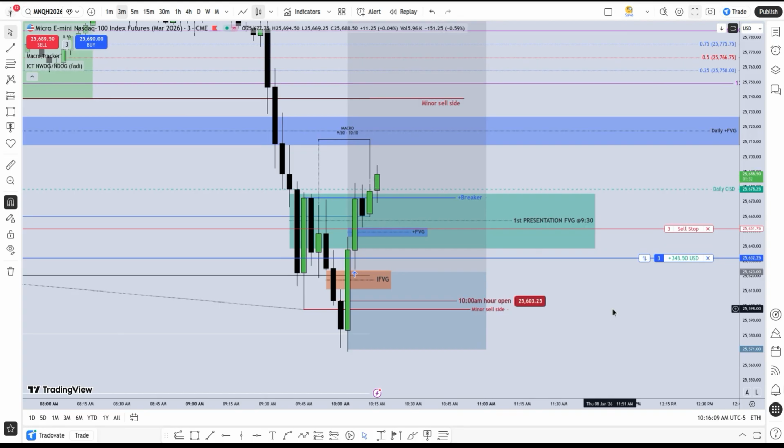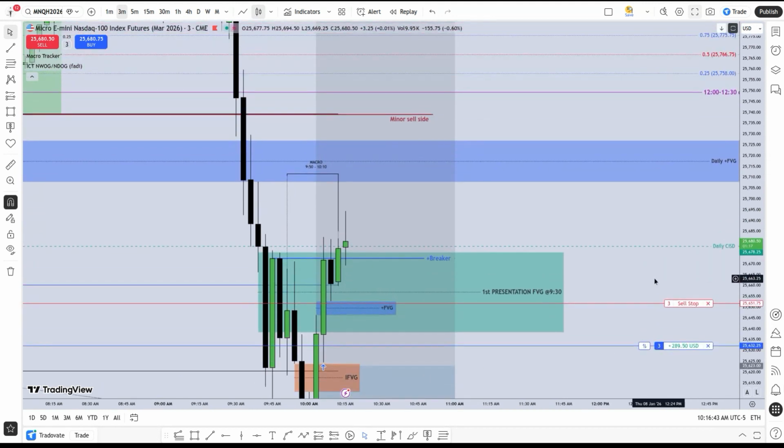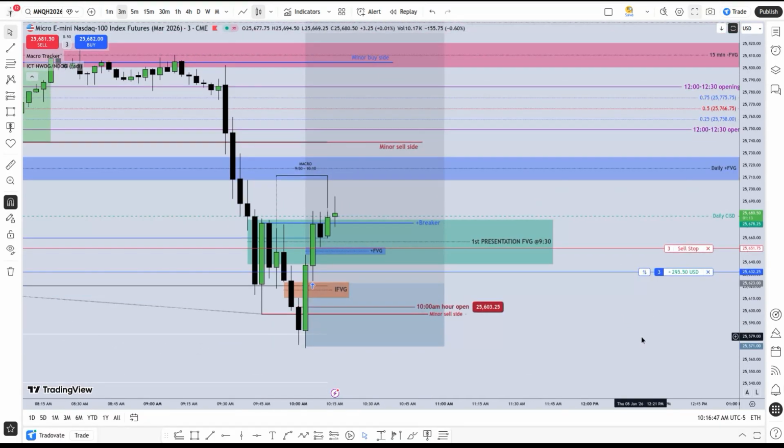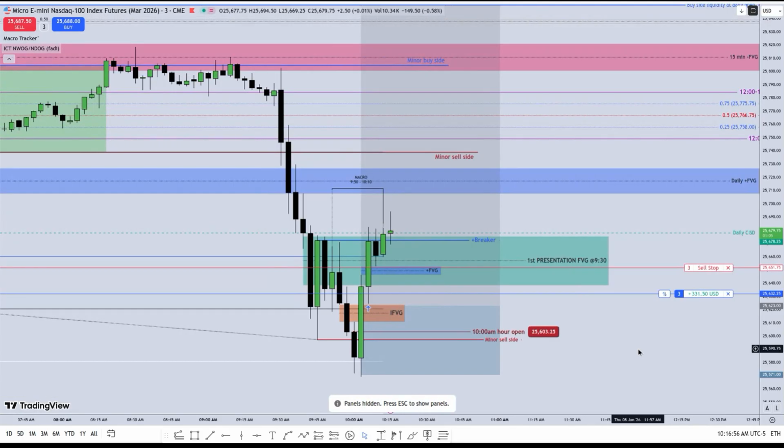I have a daily change in state of delivery marked. I don't know what type of blue it is, blue, green, and stuff like that. This line is a daily CISD. I want the market to close above it, so I wanted the market to show respect to that, closing above it, then moving from it, going higher, because we had finally inversed that first presentation fair value gap at 9:30, so I was floating up around 300 and something dollars.